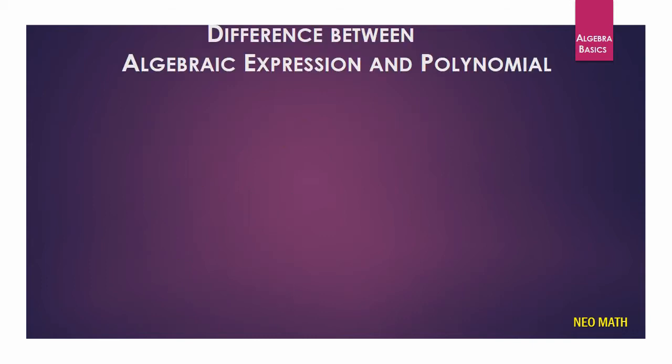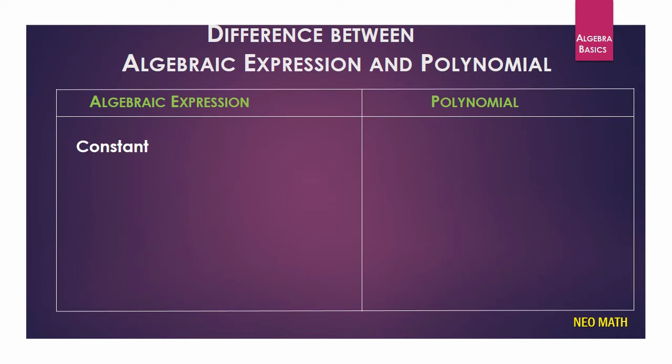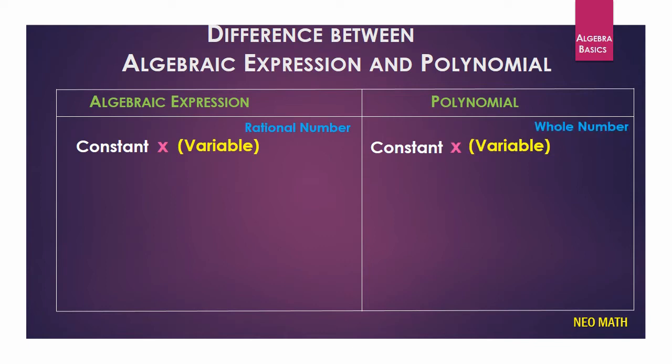Let us discuss the difference between algebraic expression and polynomial. The structure of algebraic expression is constant into variable to the power rational number. But for polynomial, constant into variable to the power whole number. So for algebraic expression, the power of the variable is a rational number, and in polynomial the power of the variable is a whole number.